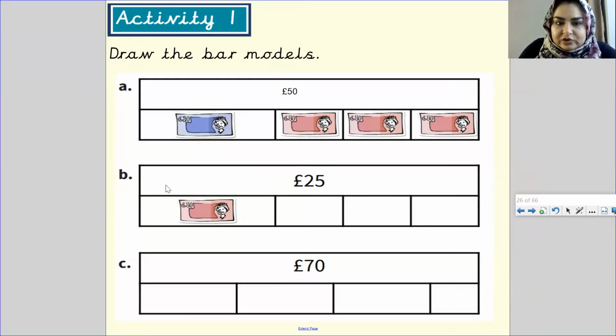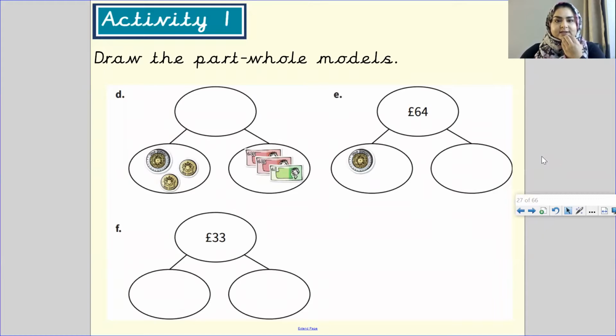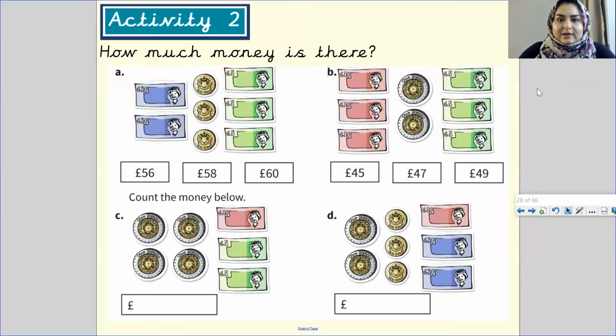Now you need to complete B and C. They've given you the total in the top bar, but then you need to split it into the other bars to complete the bar model. You have £10 here and you just need to complete the rest. So activity 1 is in 2 parts. Then you've got the part whole model. So you count how many you have here and then you write the total. Then you have the total in the other 2 and you need to draw the amount of money to make up that amount.